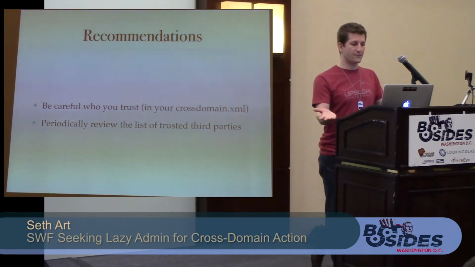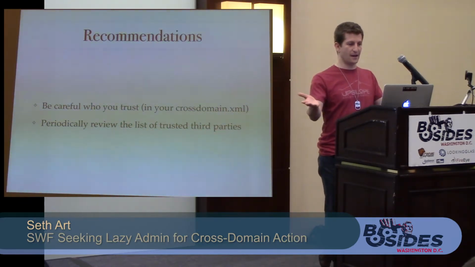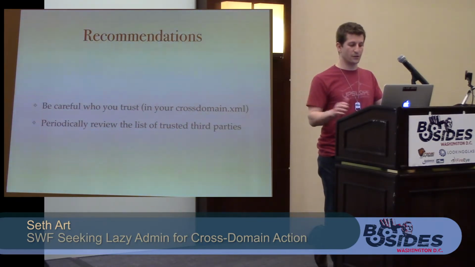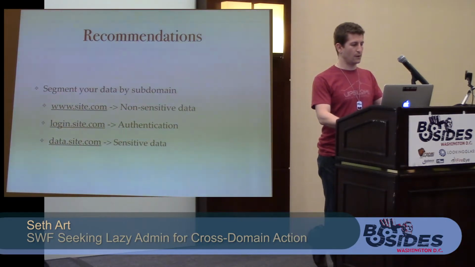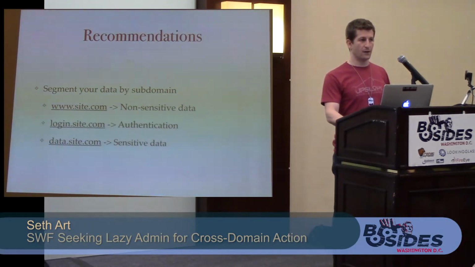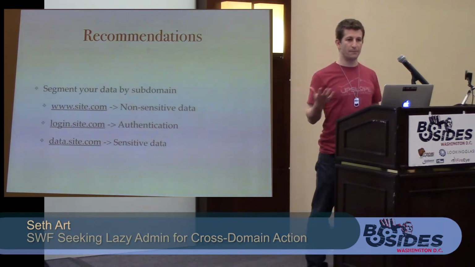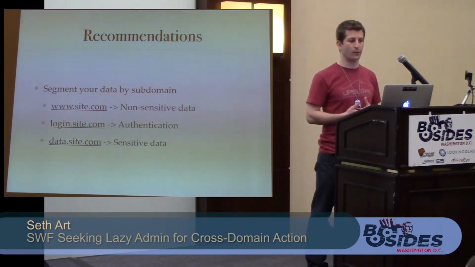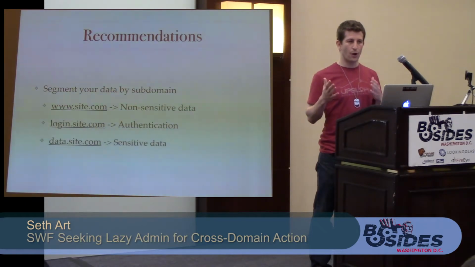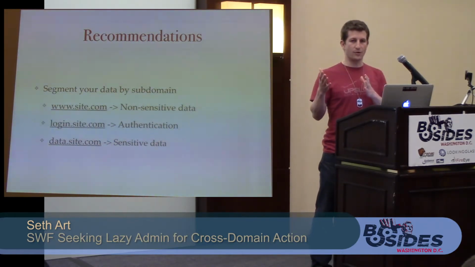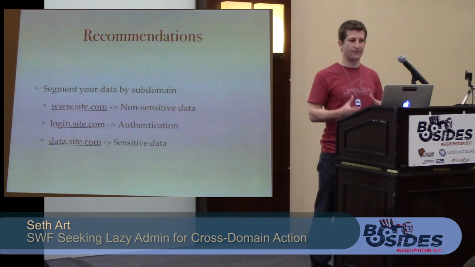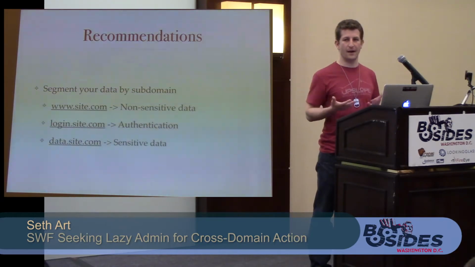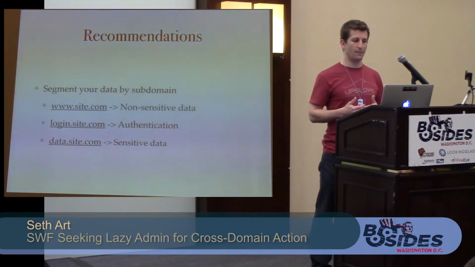This first one isn't a defense in depth strategy, this just hits the nail on the head. Be careful who you trust in your crossdomain XML file. Periodically review the list of trusted third parties. Segment your data by subdomain. This is one that I saw where I have a really big high-profile target, kind of like Capital One 360, but there are some that I can do quite a bit in one subdomain, but then the thing that I really want to CSRF is behind a different subdomain that doesn't have a crossdomain XML file, and so that's it. I can't do anything. That segmentation protected that site from exploitation.